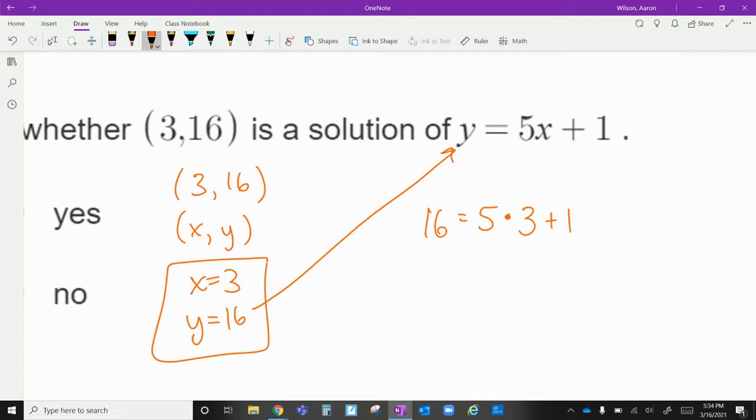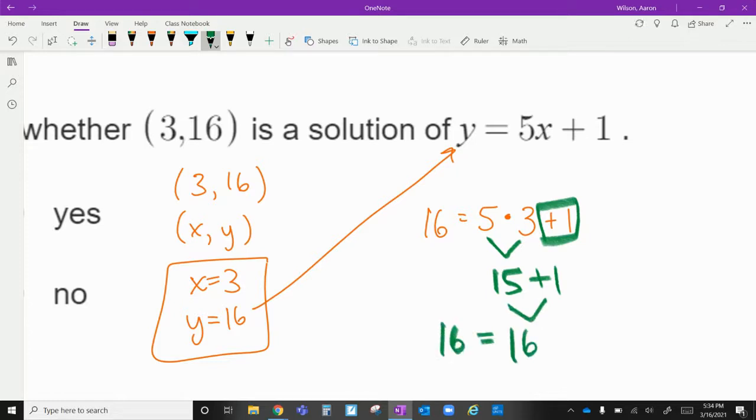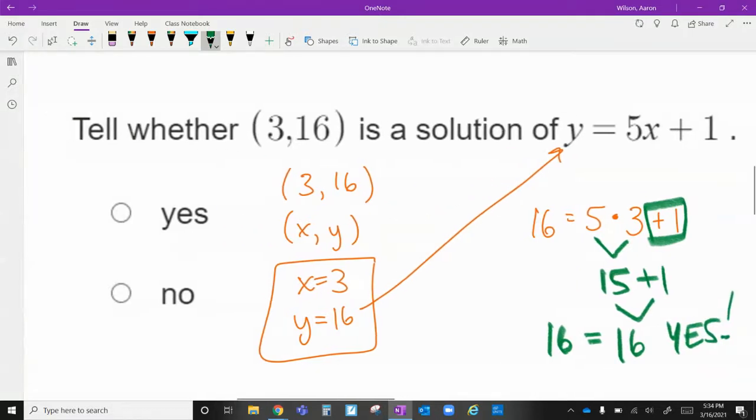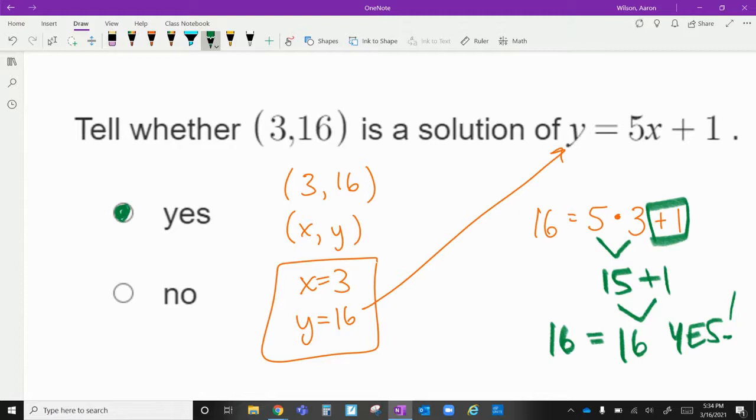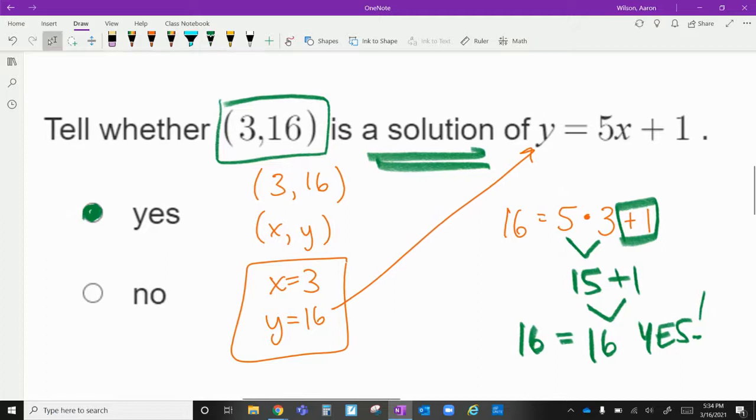So we're simply going to do the math here. 5 times 3 is 15. Then bring down our plus 1. And what is 15 plus 1? Well, 15 plus 1 is 16. Well, is 16 equal to 16? Yes, it is, which means, yes, the ordered pair of 3 comma 16 is a solution, because 3 and 16, when you plug them into the equation, it makes it true.